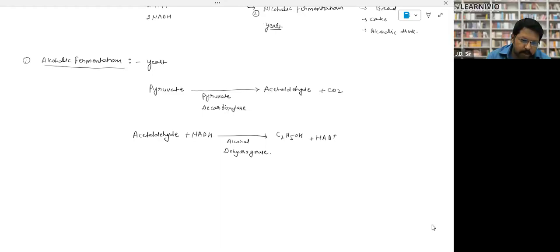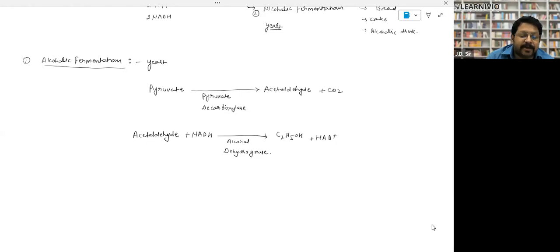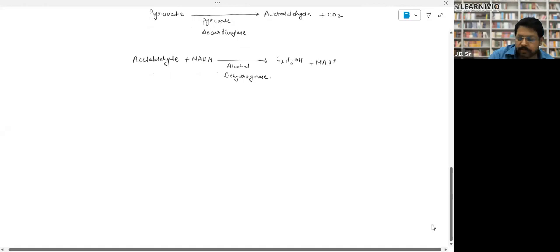Note down below these two reactions: ethyl alcohol does not stay inside the microorganism, but is excreted. That's it. This was the alcoholic fermentation. The next one is the lactic acid fermentation.